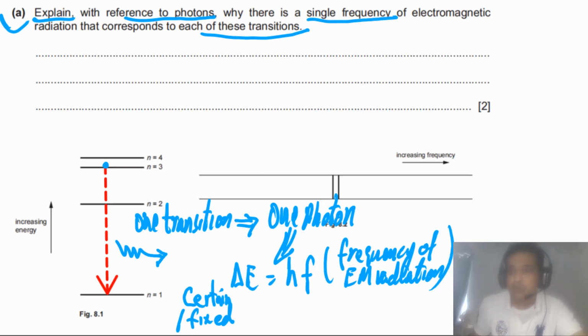These are the points you need to understand. As you can see here, the energy of the photon is fixed. So it means this frequency is also fixed, or we can say this frequency is a single frequency.